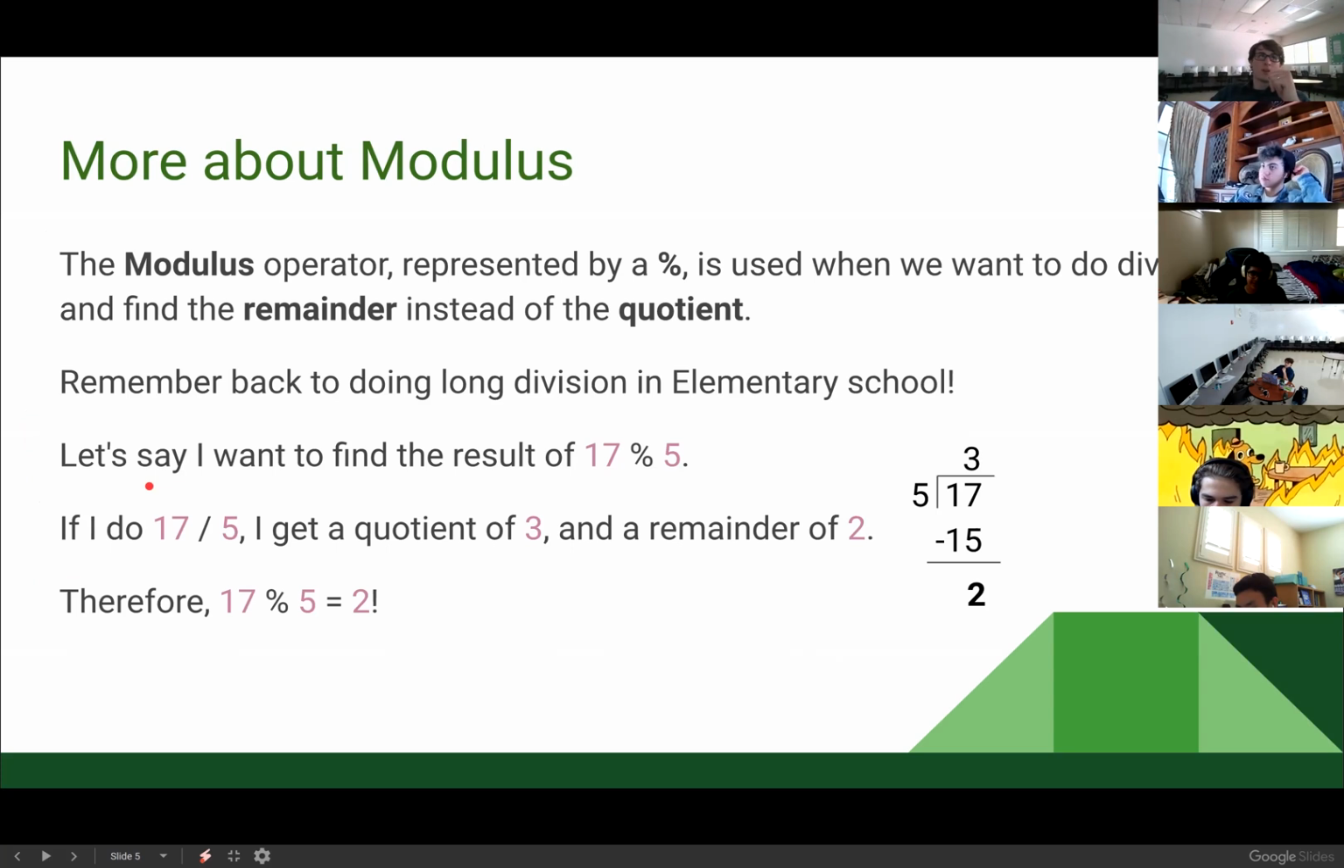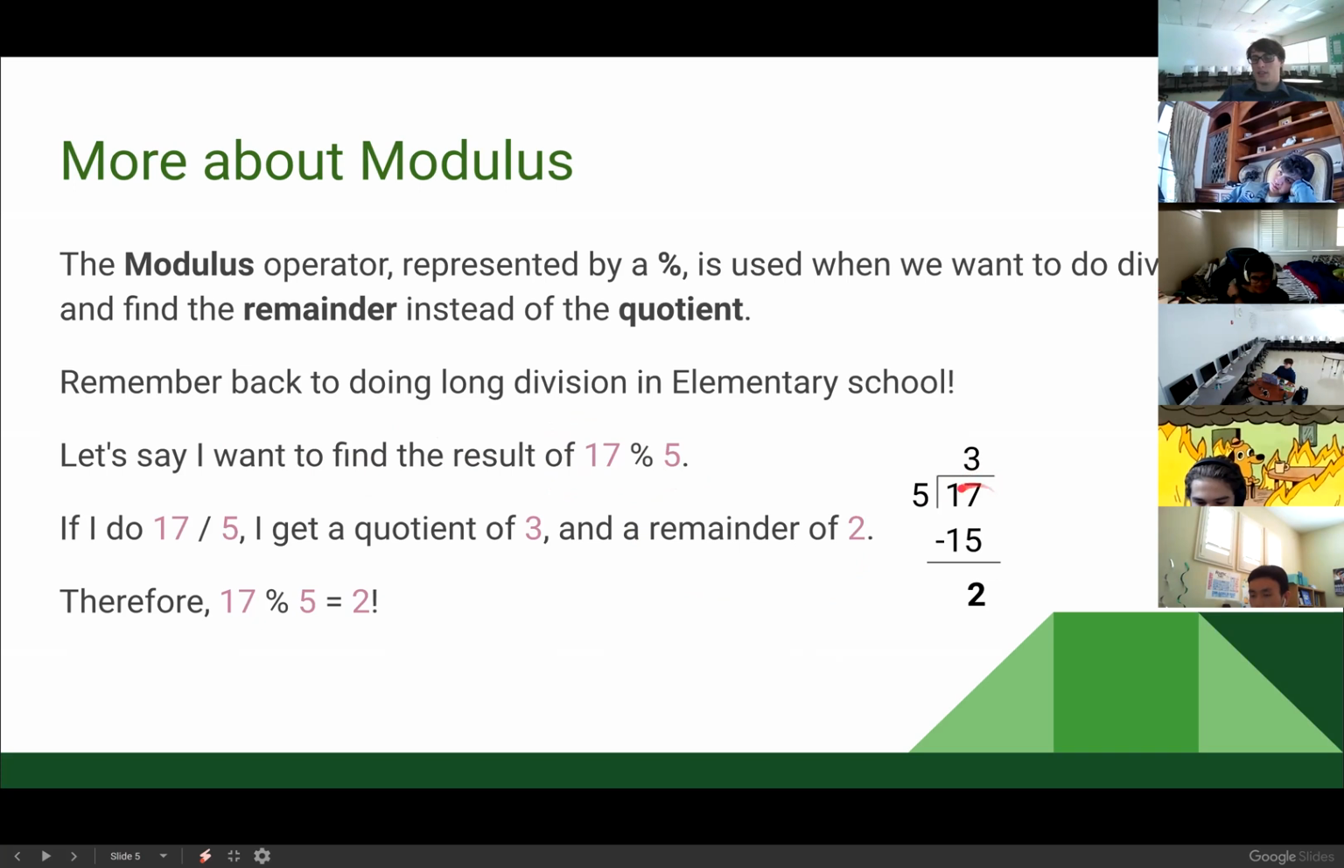So the modulus operator, represented by the percent sign, is used when we want to do division, and instead of finding the quotient of the division, we want to find the remainder. So if we remember back to doing long division, I want to find the result of 17 mod 5. We can say mod to represent it. Mod and modulus are interchangeable terms.